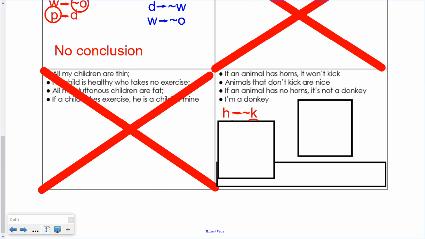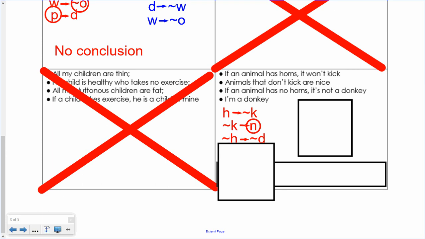Animals that don't kick are nice. So if animals don't kick, then they're nice. So it would be squiggle K arrow N for nice. If an animal has no horns, it's not a donkey. Arrow. Okay, squiggle H arrow squiggle D.